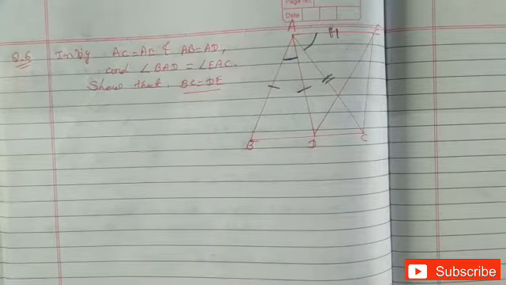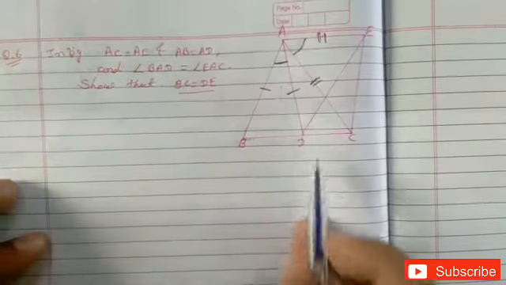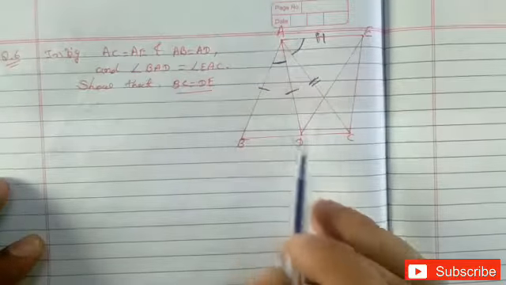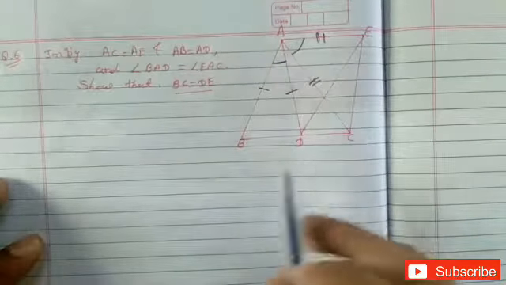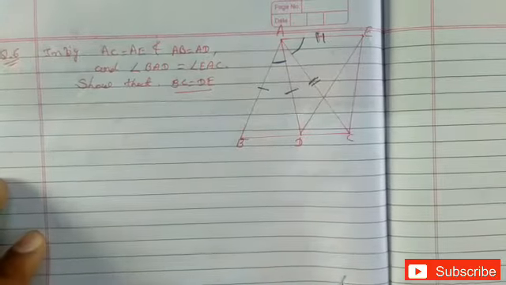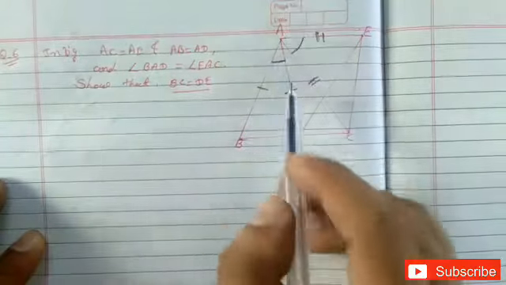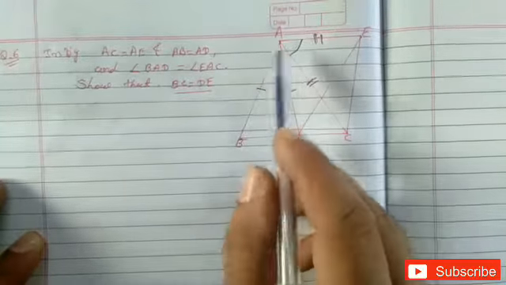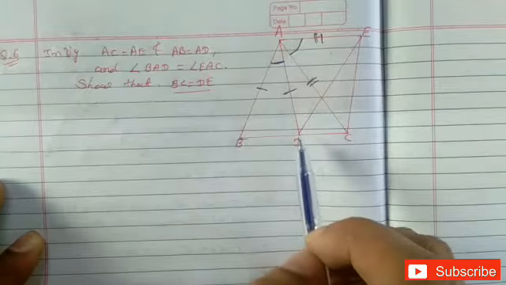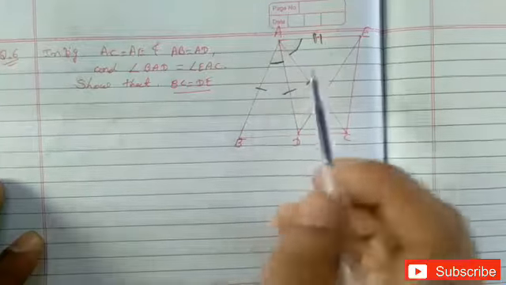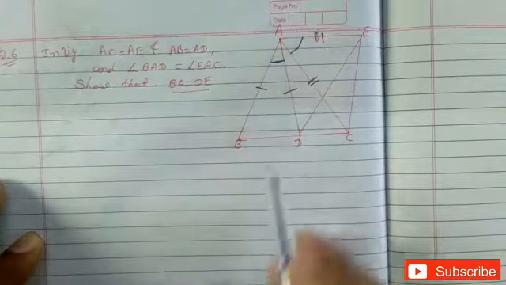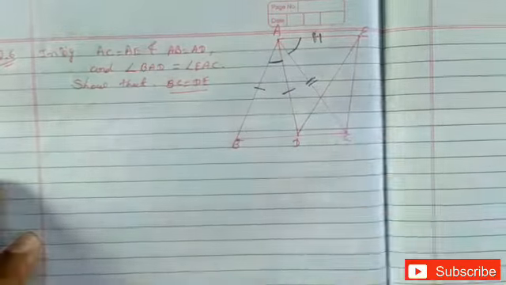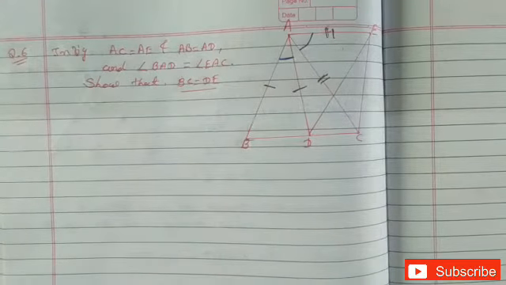Simple idea. First, in this question, we will prove that triangle BAC and DAE are congruent. Okay? And after that, we will show that angle BAC and DAE both are equal. So by simplicity, we can easily say that our BC is equal to DE. Okay. So let us see.